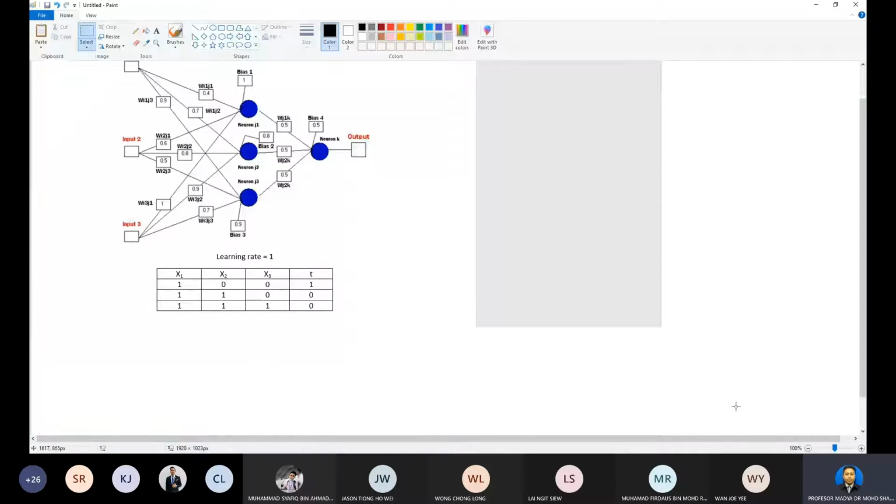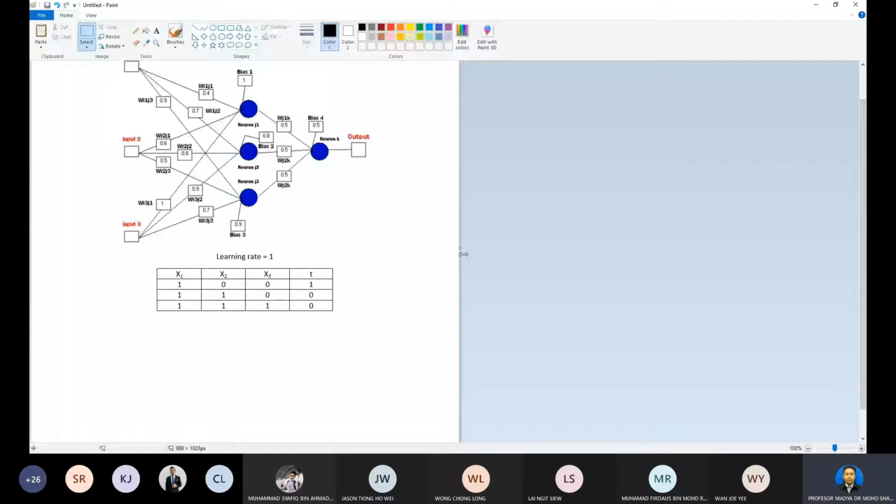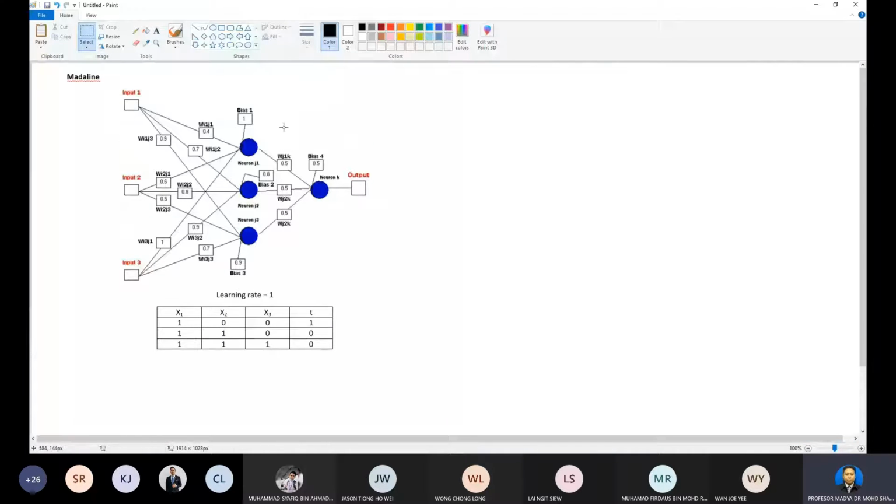Okay, so this is the Madaline. I will just focus on the Madaline, because the other lines only have one neuron. Here we have more than one, for example, 3 plus this one will be 4. So you can declare them as S1, S2, S3, and S4.